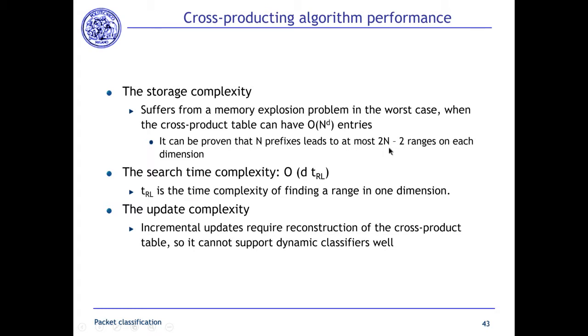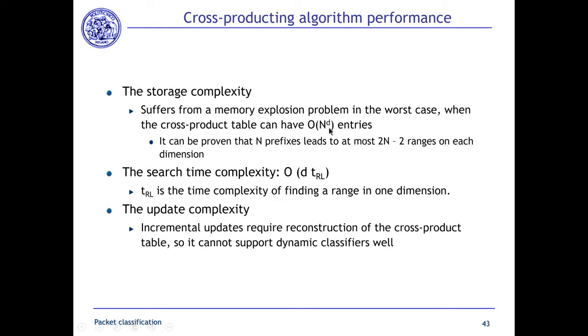So if you combine all these ranges, you obtain a pre-computed table size, which basically goes as a big O of n power d. So the complexity in the storage performance is exponential with the number of rules, okay?